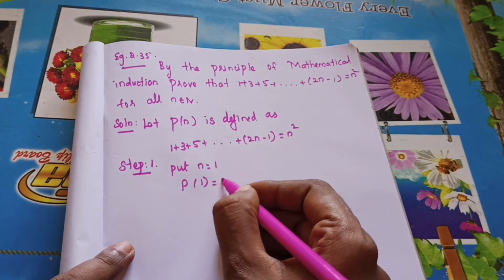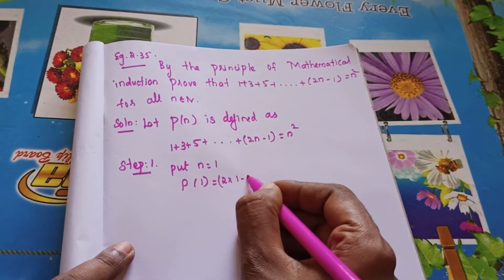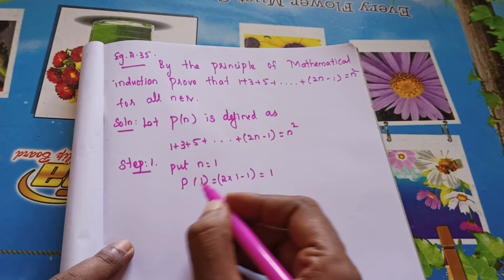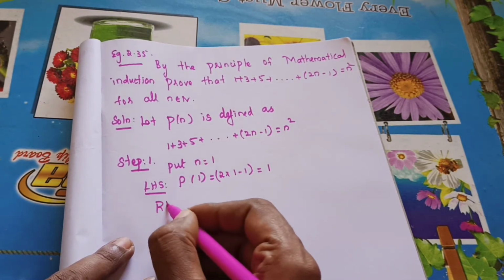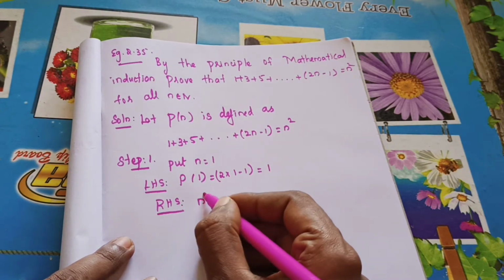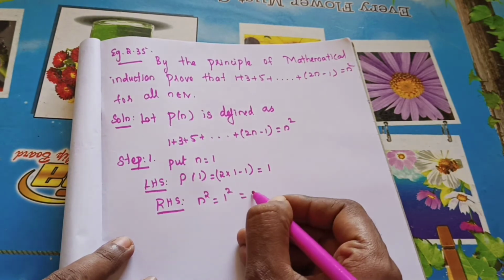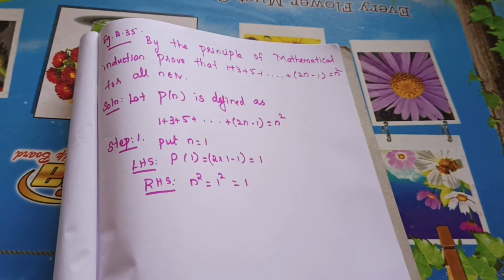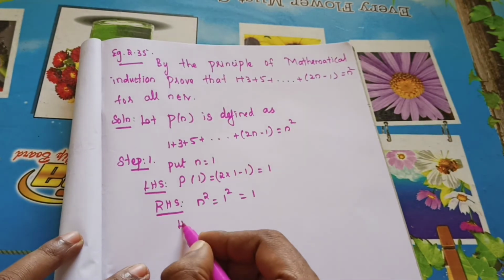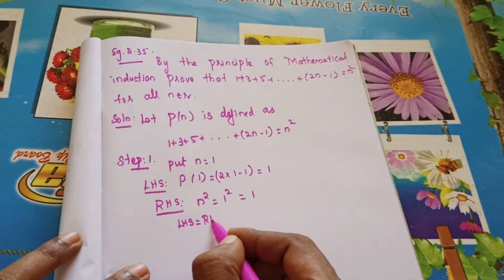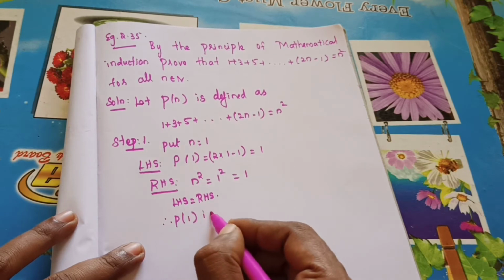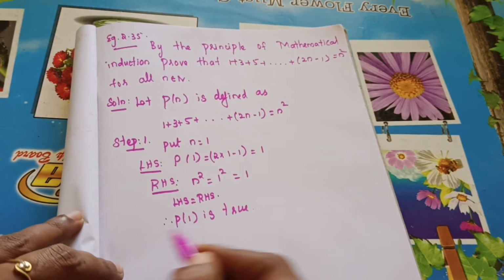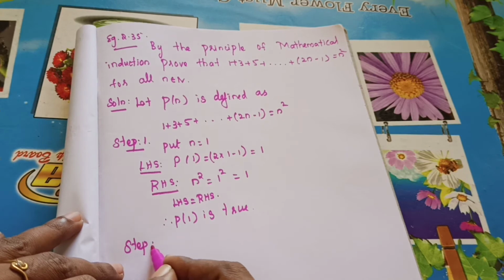That is equal to 2 into 1 minus 1. So what will you get? 1. Correct. So this is LHS. Now substitute for RHS. RHS is n square, so that is equal to 1 square, which means 1. So P of 1 is true. Whether LHS is equal to RHS? Yes, LHS is equal to RHS. Therefore, P of 1 is true. Next step, step 2, what will you do?